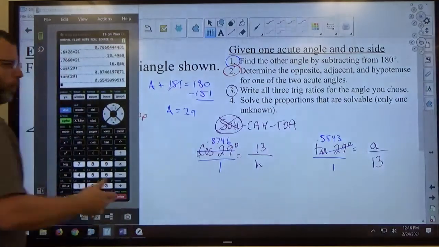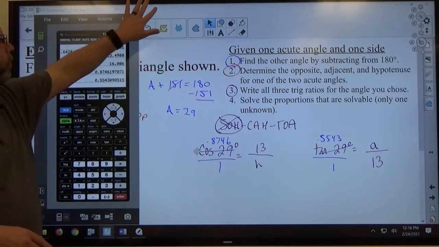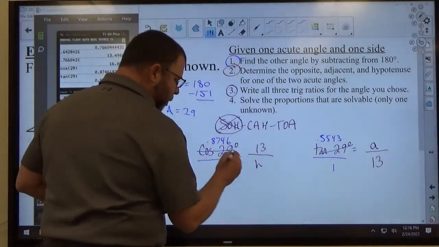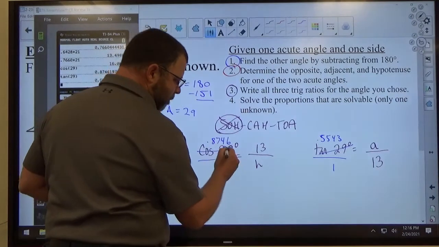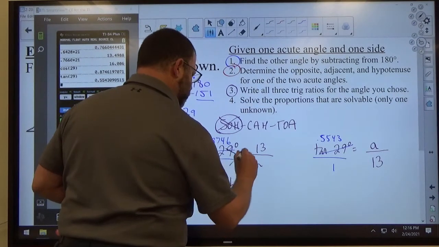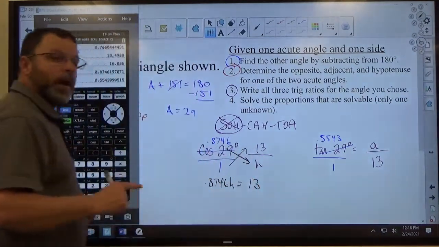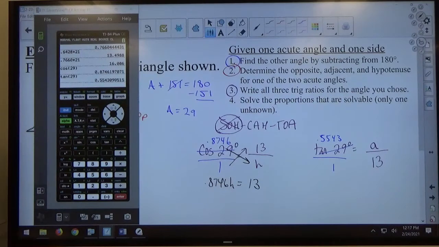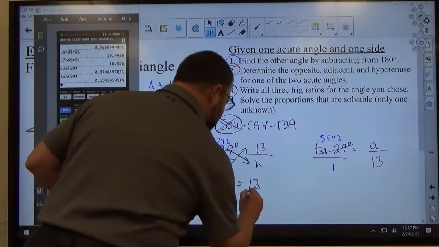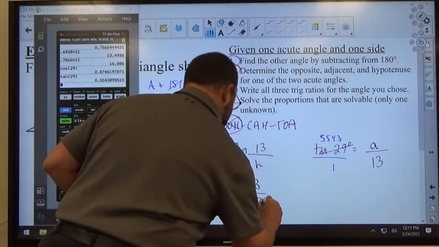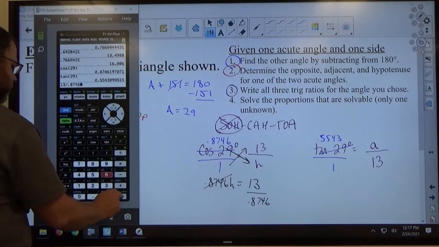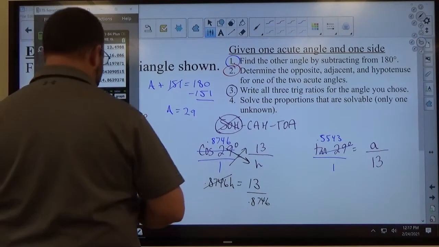And again, what we're doing over here with these is we're creating proportions, and proportions are solved by cross multiplication. So this proportion has 0.8746 up top being multiplied by H equals this product, 1 times 13. Now in the previous problem we had A equaled, X equaled at that point. Well, this doesn't say H equals, it says 0.8746 H equals, so I have to divide by 0.8746. So 13 divided by 0.8746 comes out to 14.86.